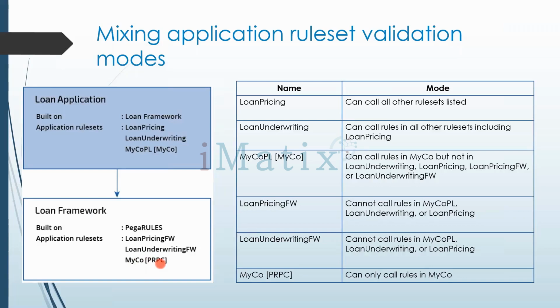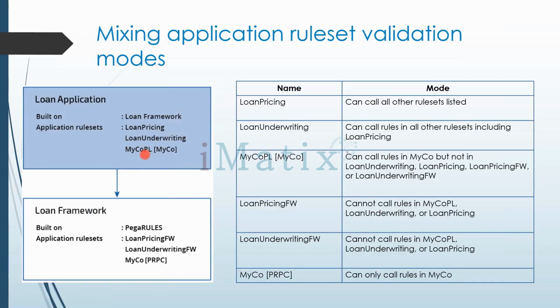Now let's see. Loan pricing, can it access rules from all the rule sets? Yes, definitely. Loan underwriting in YFOPL, definitely, because it's the same application. The rest of the three, because they are built on the application. Perfect. And loan underwriting, can it access rules from all the listed rule sets? Same application, built on application. I'll check for same application, built on. Perfect.